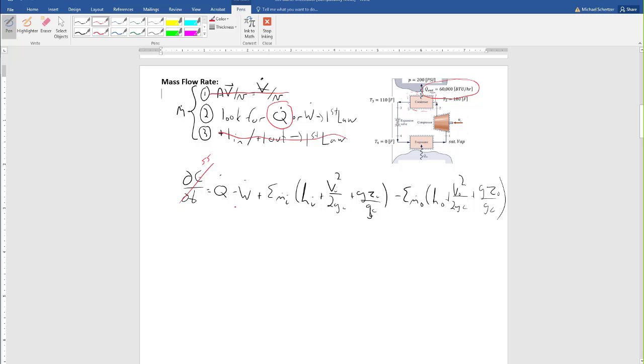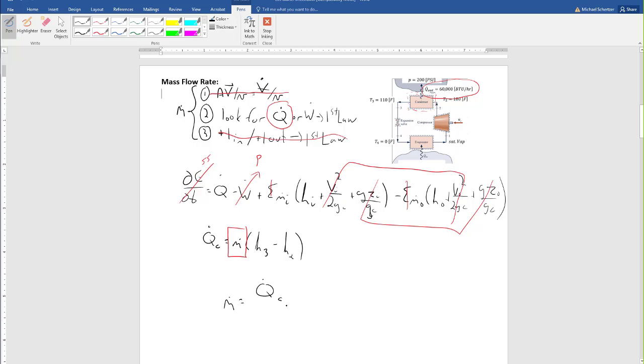So here we're going to say it's at steady state. It's passive, there's no fan blades in here. One inlet, one outlet, no kinetic energy change, no potential energy change. We're going to get Q dot of the condenser is equal to m dot times h out, which is h3, minus h in, which is h2. The thing we're trying to find here is m dot. So here we're going to have an expression: m dot is equal to Q dot C over h3 minus h2.